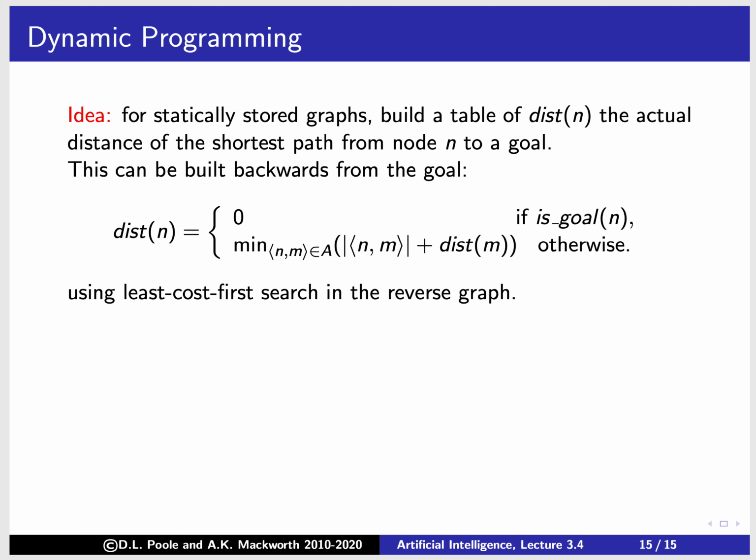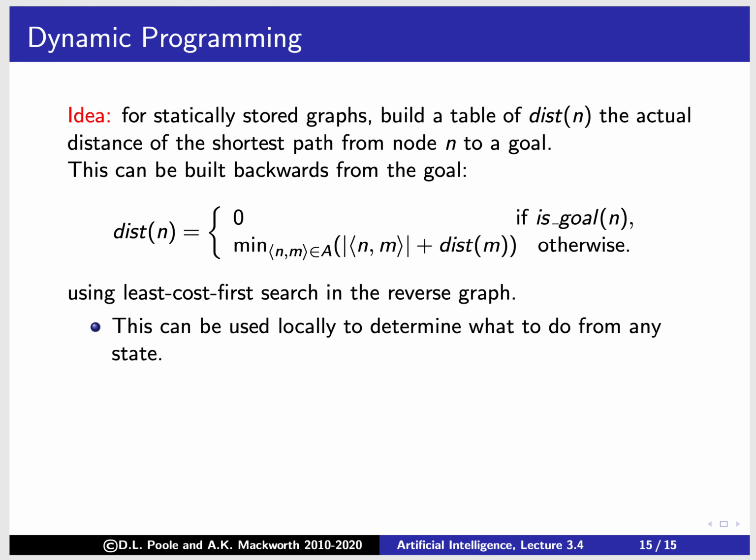So we're just doing least cost first search in the reverse graph, and we end up with a function that gives us a path from every node to the goal, an optimal path from every node to the goal. And so this can then be used locally to determine what to do from any state. What do you do? Well, you move to the goal. If you're at any node and you have the distance function, you move to the neighbor where this is minimum.